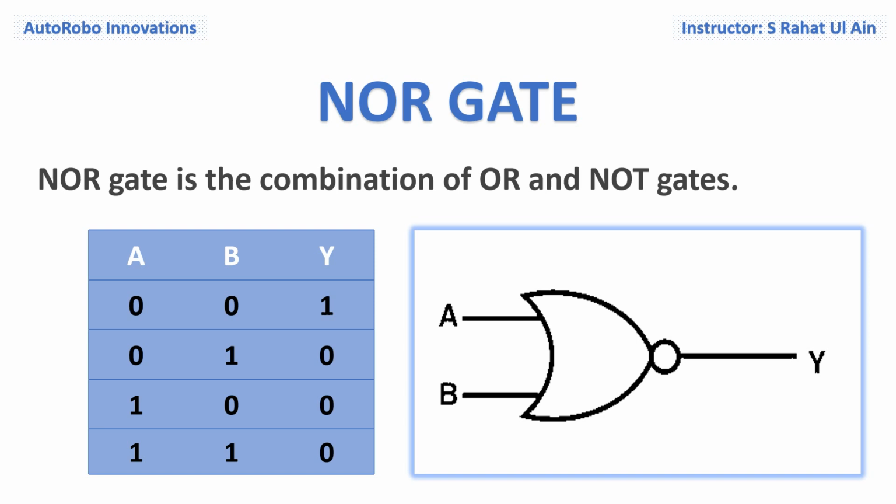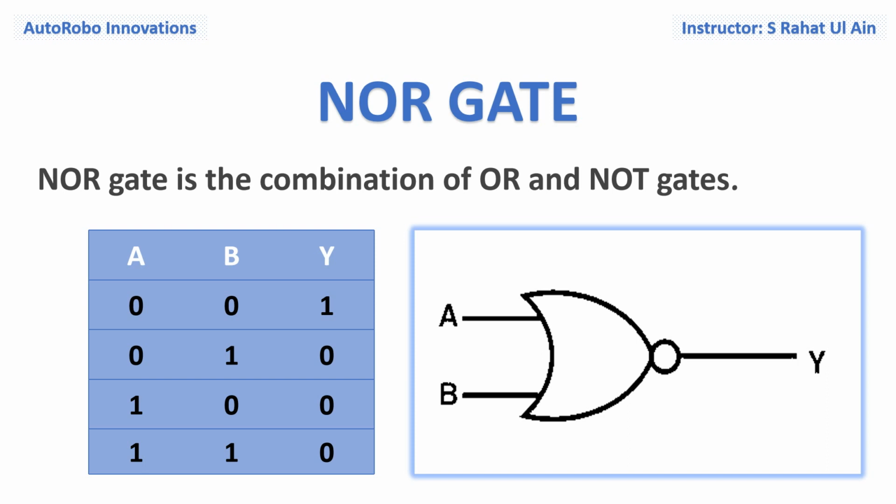So, when both inputs are 0, that is, both inputs are false, then the output will be 1. And then, when one of the inputs is true, that is, when B is on or A is on, then in these two cases, the output will be 0. And when both the inputs are 1, are true, then also the output is false.